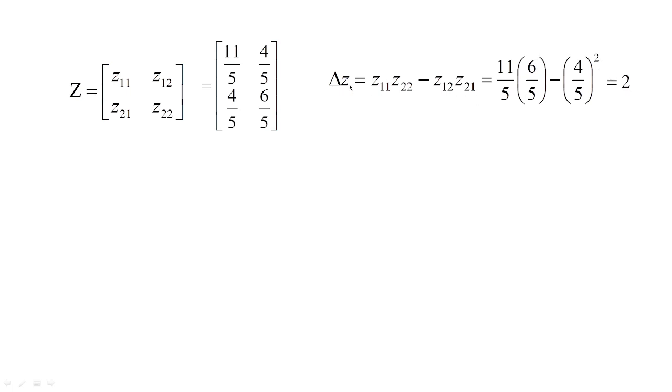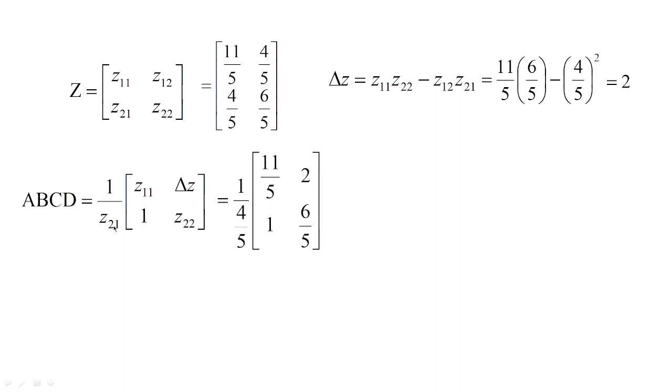Now once we obtain the delta Z, I have already shown you the standard equations that we have taken as the shortcut method. So ABCD is equal to 1 by Z21 times the matrix Z11, delta Z, Z22 and 1. Just replace the values given over these Z parameters as well as delta Z. So I'm going to take 1 divided by Z21. Z21 is 4 by 5, so 1 divided by 4 by 5, open bracket. Z11 is 11 by 5, so 11 by 5 as it is. Delta Z is 2, that is 2 as it is. 1 untouched, it is as it is 1. Z22 is 6 by 5.